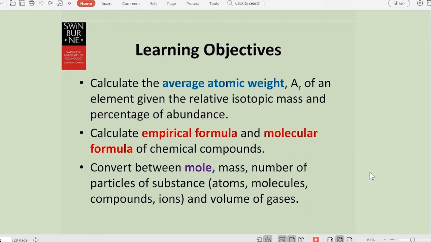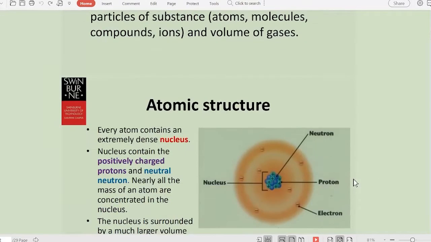Okay, so number two, we will be calculating the empirical formula and molecular formula of chemical compounds. What is empirical and what is molecular formula? We'll see the definition of it also. And of course, we will need to convert between moles, number of particles, or number of substances that we have, which will be required for chemical calculations.